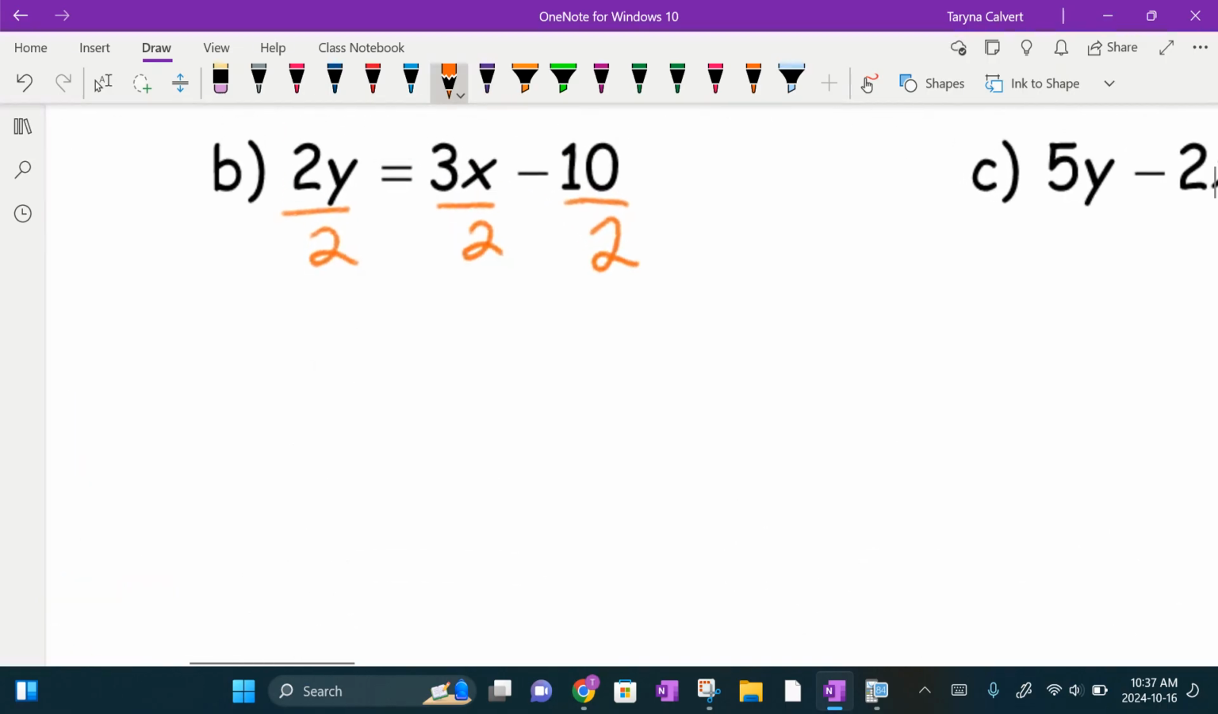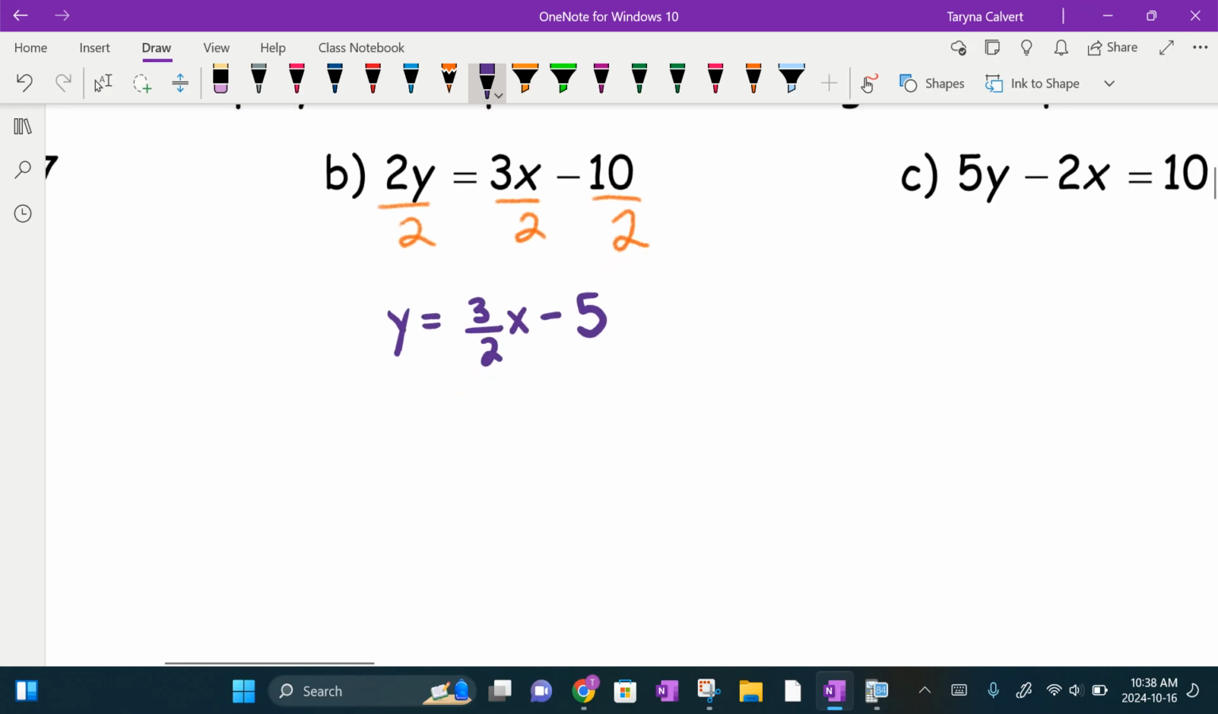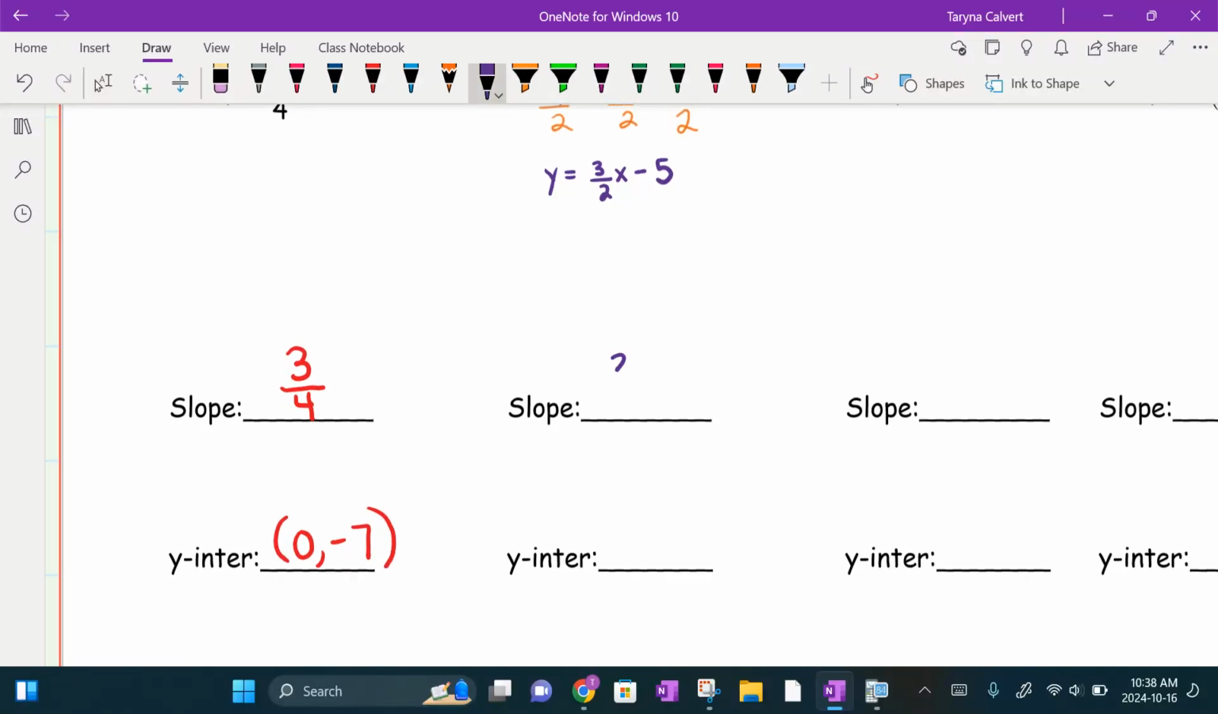Right, so if we divide everything by 2, now clean it up, don't leave it like that. So 2 divided by 2 is a 1, so we have y equals. You can leave it as 3 over 2, or you can change that to 1.5. I like leaving slope as rise over run. It helps me with graphing. And then negative 10 divided by 2 is negative 5. Now can you tell me the slope and y-intercept? So slope is 3 over 2, and the y-intercept is negative 5.